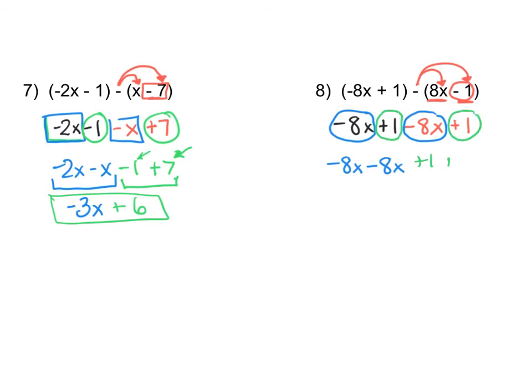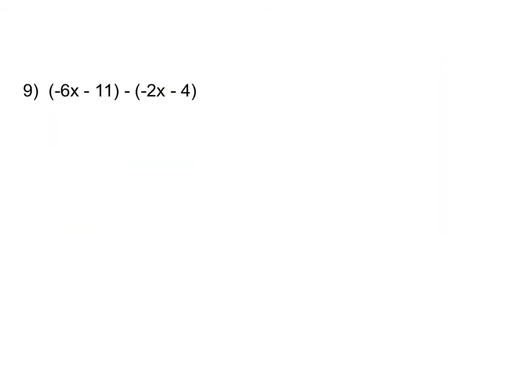Plus 1, plus 1. So combine like terms, negative 8x and 8 more negatives is 16. So I have 16 negatives, or negative 16x. And then plus 1 plus 1 is positive 2. So I have negative 16x plus 2.